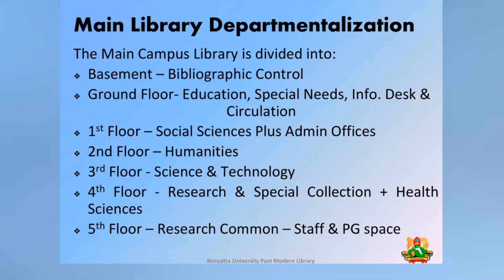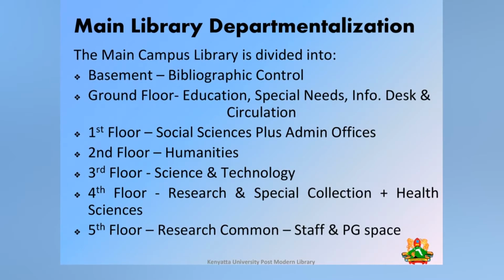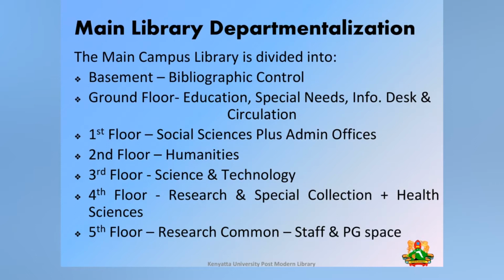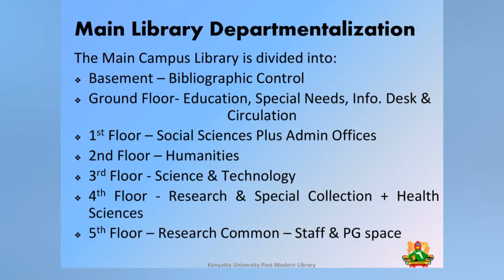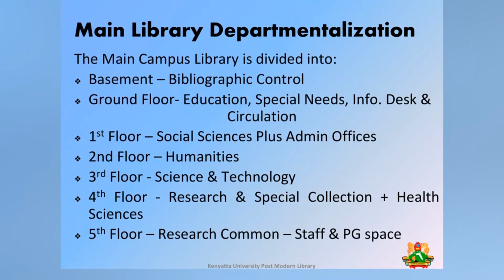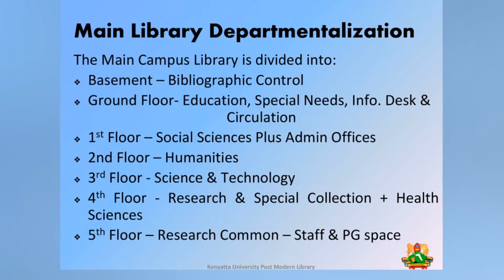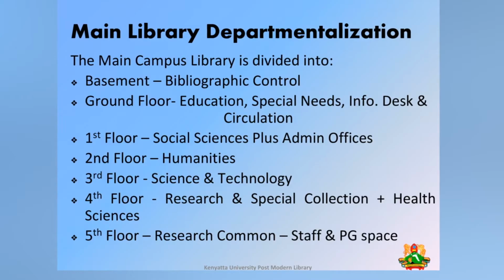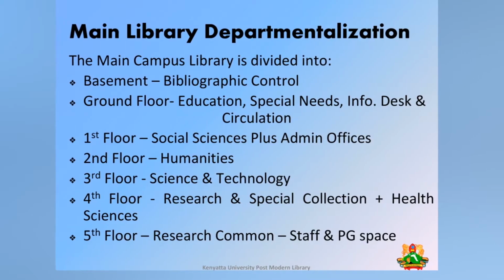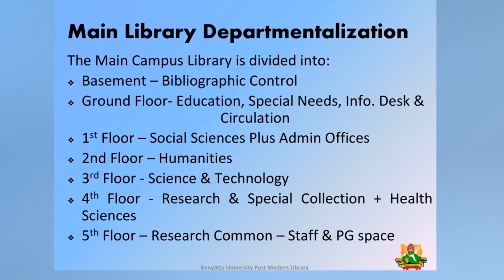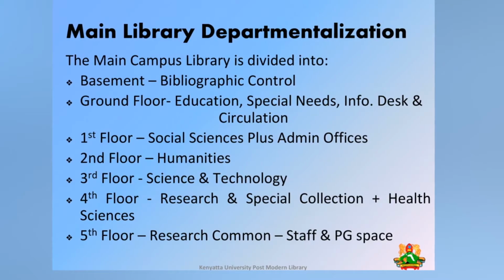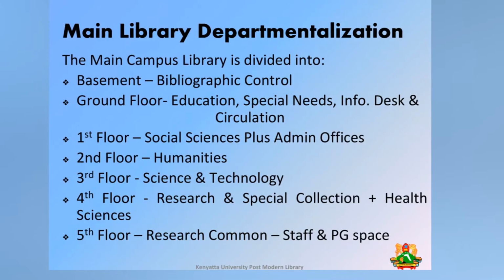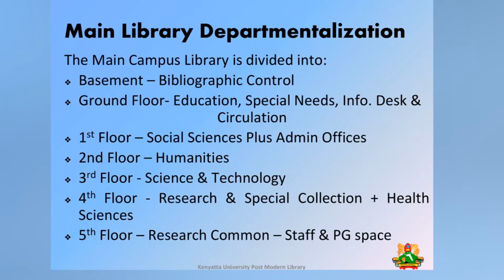The library is departmentalized into various sections. So the main campus library is divided into, we have the basement area, we have the bibliographic control section. We have ground floor, where we have the education subject library, special needs section, and information desk, where you can have queries, and also we have the circulation desk, where you can check in and check out books.